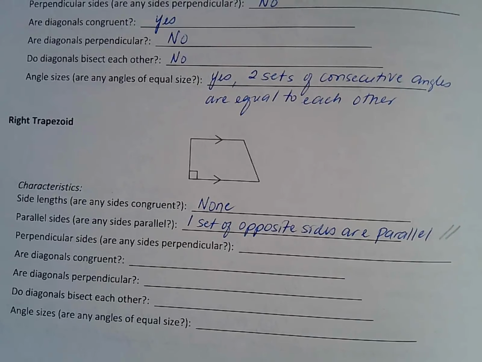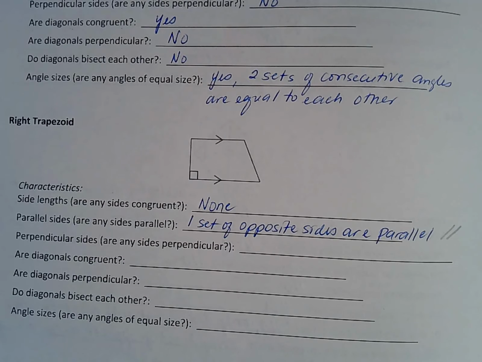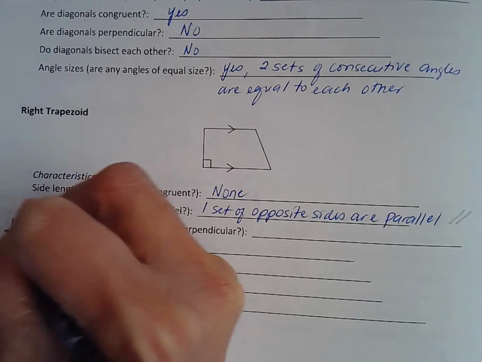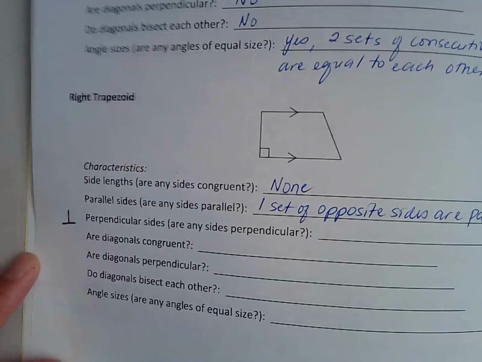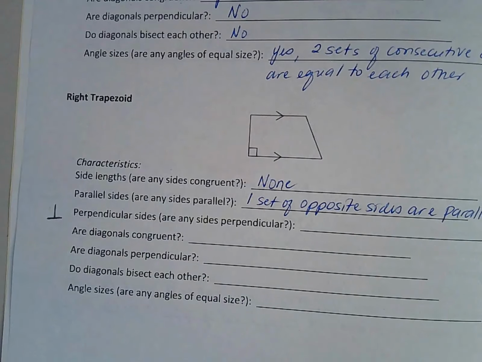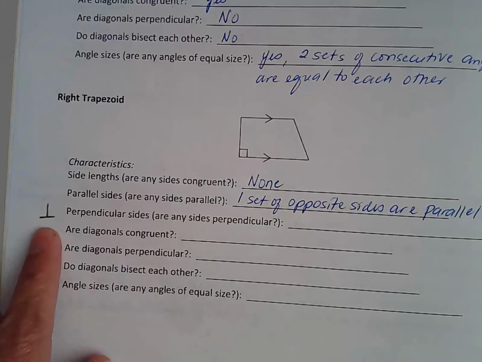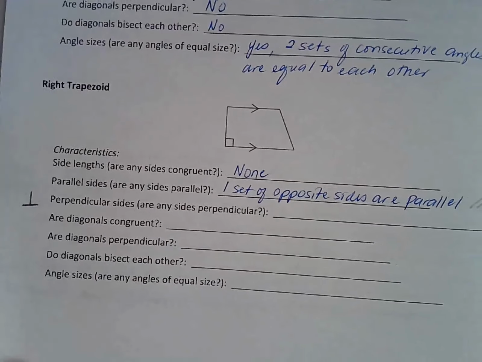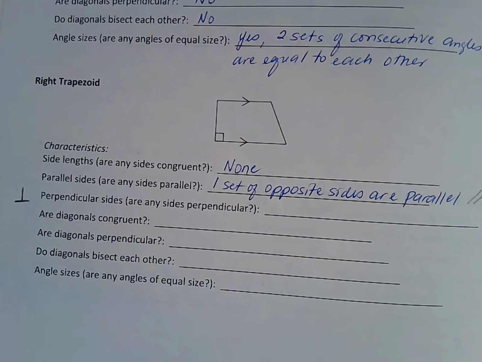Any guesses on what mathematicians write when they write the word perpendicular? Well, they don't really write the word perpendicular, but how do they show perpendicular? An L? Oh, pretty close. It's actually like that. It's like an upside down T. Parallel is two lines going like this, and perpendicular is this symbol. They use that symbol to show the word perpendicular. I guess they have better things to do instead of writing everything down.